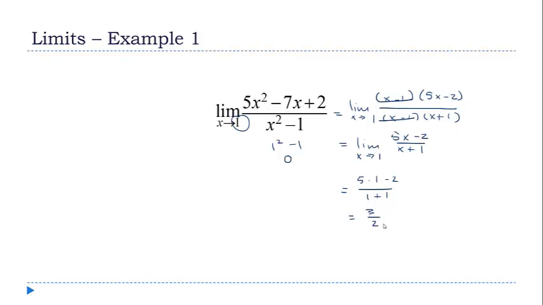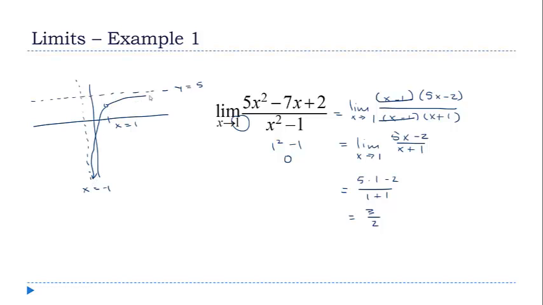Now, to get a better idea of what's happening here, I think it helps to look at the function's graph, the graph of 5x squared minus 7x plus 2 over x squared minus 1. So this is what our graph looks like, but because the original function is undefined at x equals 1, there's going to be this hole at that point. And now you can see why the limit exists, even though the function doesn't. As we get closer to x equals 1 from either side, the y values get closer and closer to 3/2, even though they never actually get there.